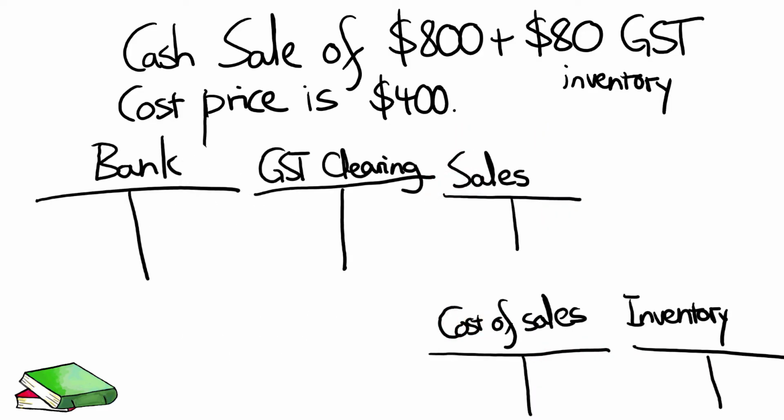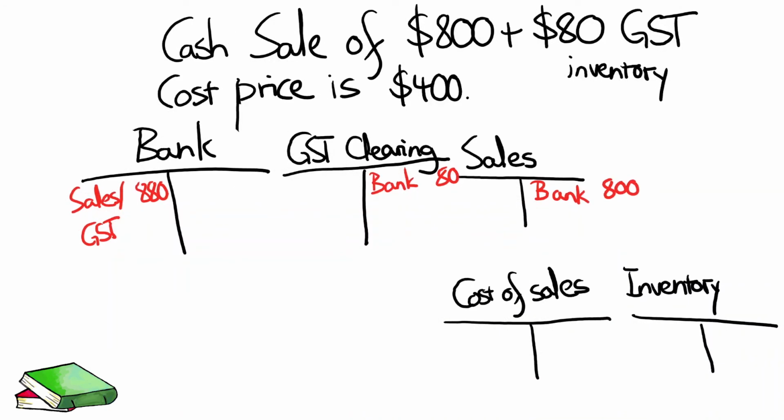In terms of our ledger entries for this transaction, our bank would be debited by $880 with the cross-reference of sales / GST. Our GST clearing should be credited by $80 with the cross-reference of bank, and our sales should be credited by $800 with the cross-reference of bank due to it being a cash sale.